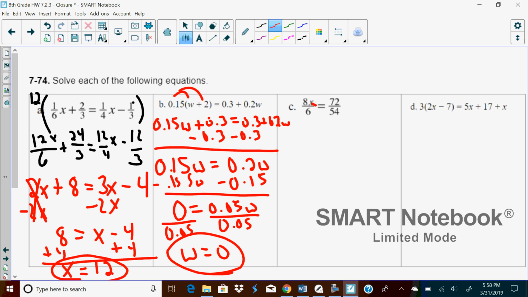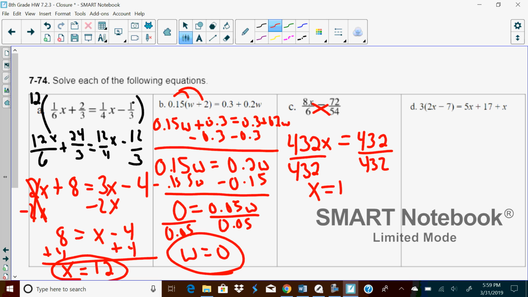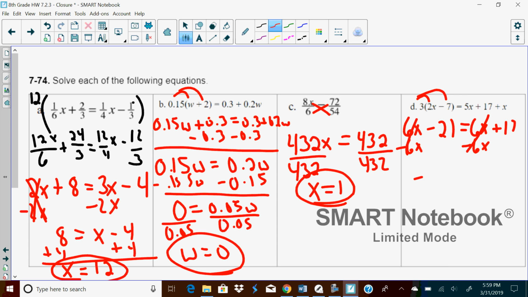Problem C, I'm going to cross multiply. So I'm going to get 8 times 54, or I'm going to get 432x equals 432. Divide both sides. We get x equals 1. Last problem, first I'm going to distribute by 3. So I get 6x minus 21 equals 6x plus 17. Subtract 6x from both sides. I get negative 21 equals 17. So my answer is no solution.